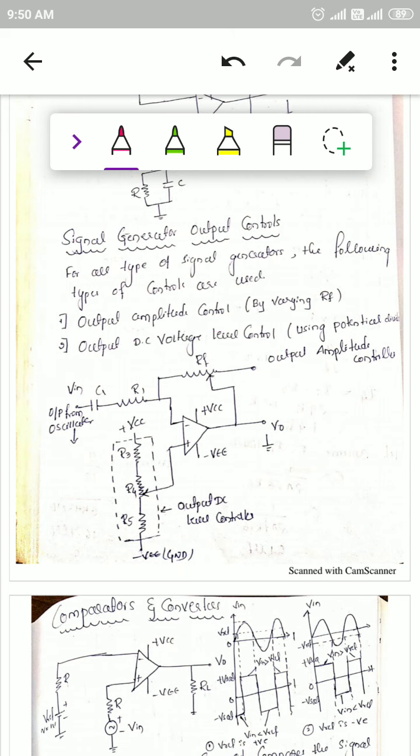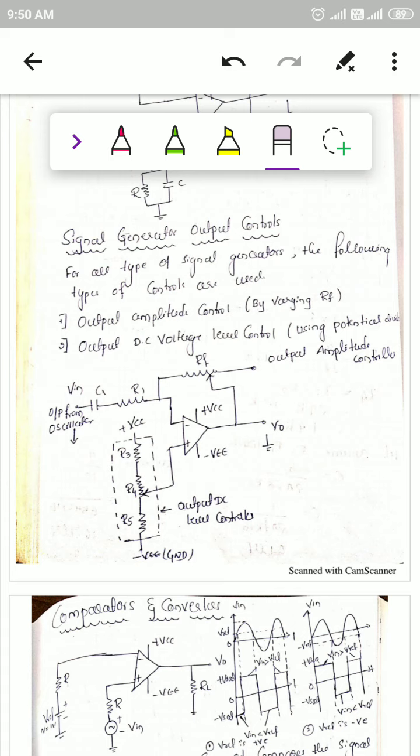This is the input from the oscillatory circuit. So the output of the oscillator is given to the input of this particular circuit. Here the output amplitude is controlled by varying the feedback resistance. Two types of controls are used to control the output voltage in the case of oscillatory circuits: one is amplitude control and the other is output DC level control. Amplitude control can be done by varying the feedback resistance RF, and DC voltage control is done using the potentiometer at the output side. By using these two methods we can control the amplitude and the DC level.